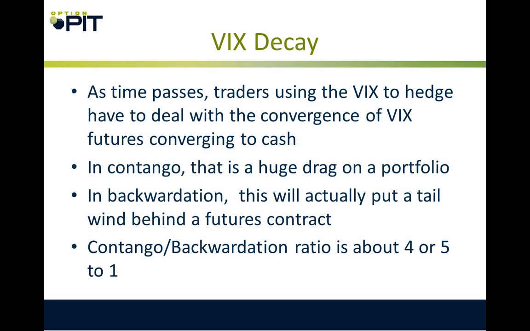So now this is the key, VIX decay. As time passes, traders using the VIX to hedge have to deal with the convergence of VIX futures to VIX cash. All right. In Contango, it is a massive drag on a portfolio. In backwardation, this will actually pull the tailwind behind a futures contract. All right. So Contango to backwardation ratio, the problem is like 4 or 5 to 1. So they're almost always in Contango. What we're going through right now is extremely rare.